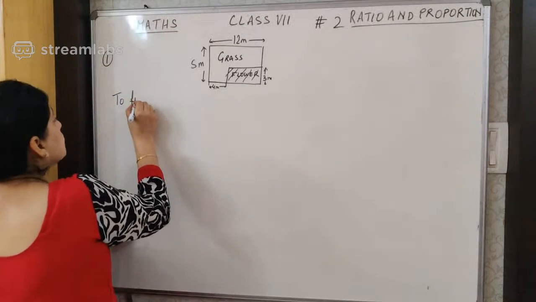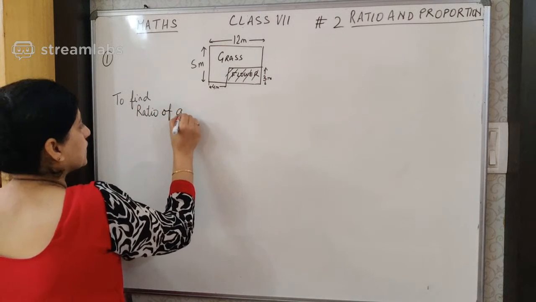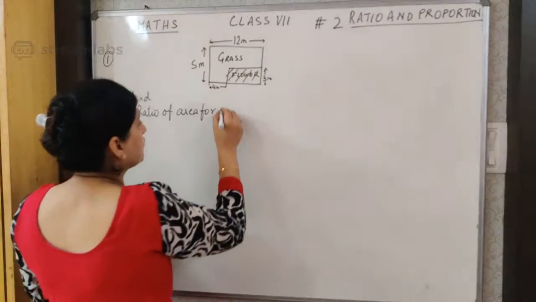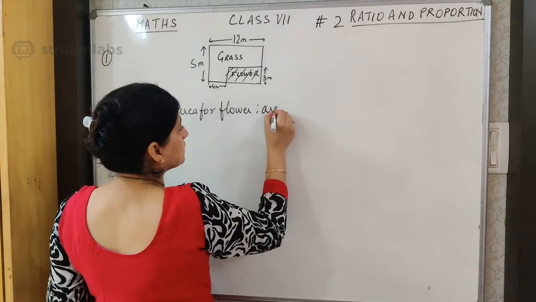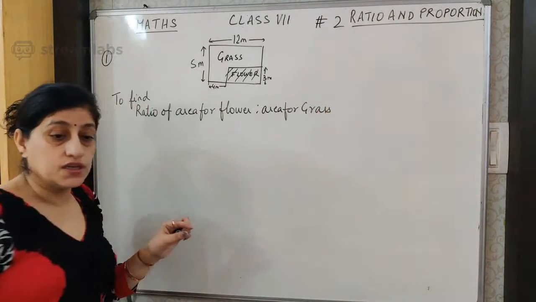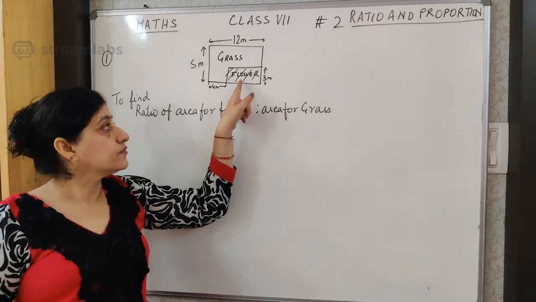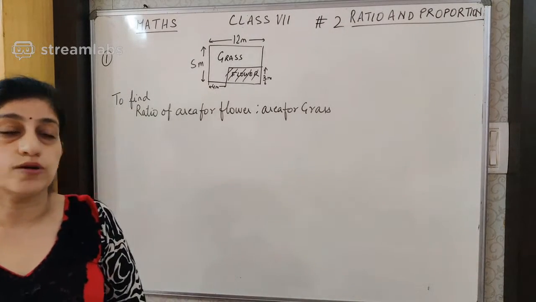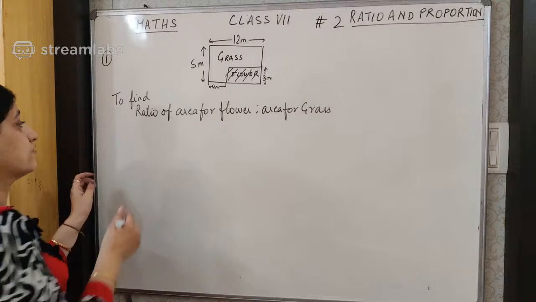Let's write over here: to find the ratio of area for flowers to the area for grass. To solve this question, we should get the area reserved for flowers and the area reserved for grass. Once we have the areas, we will be able to find out the ratio of the two. So let's get down to find out the area of the flower first.